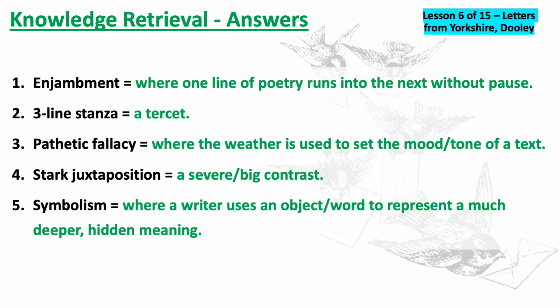Okay, Year 10, so if you want to get a green pen out, please. If you got the correct answer, give yourself a tick using your green pen, and if you didn't get the correct answer, please make sure that you jot down what the correct answer should have been, so you've got that to refer back to. So number 1, what was enjambment? Well, enjambment is where one line of poetry runs into the next without pause.